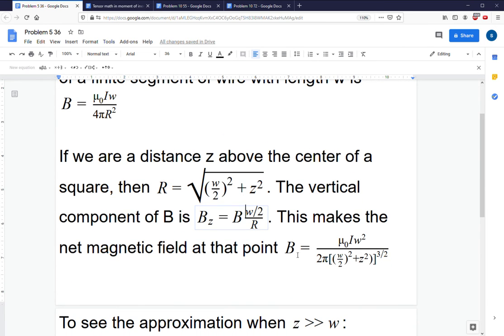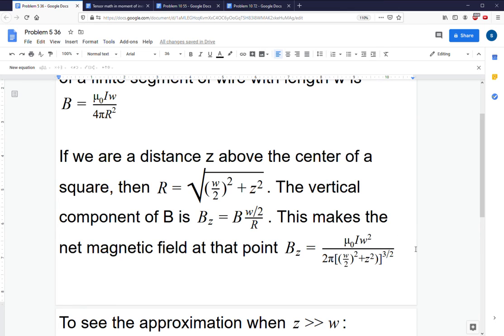Put this in, and multiply by 4 because there are 4 sides, and we get the z component of the magnetic field at a position offset from the center of the square, given by this formula right here. So this is the total magnetic field at that position.